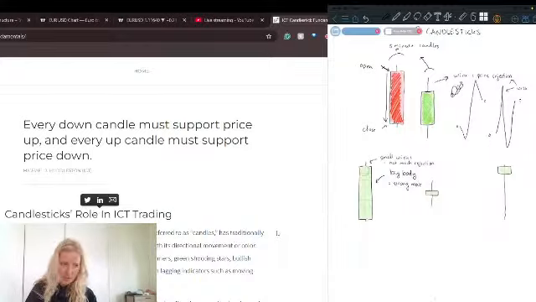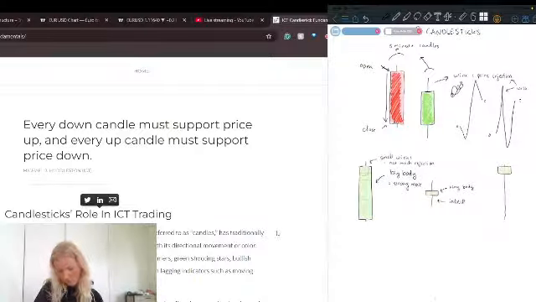And here is a really small body. So this is a very tiny, tiny body. And the wicks aren't really big, it's just normal. It's indecision. Indecision.